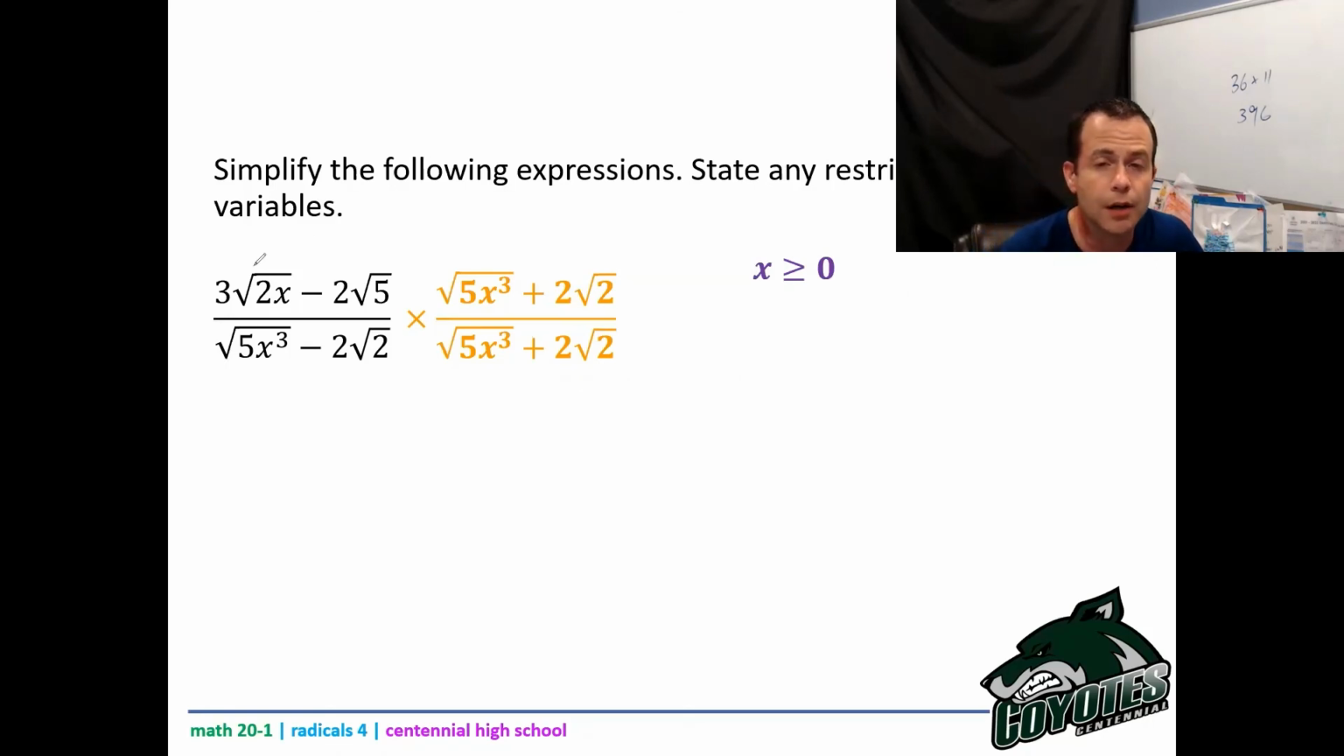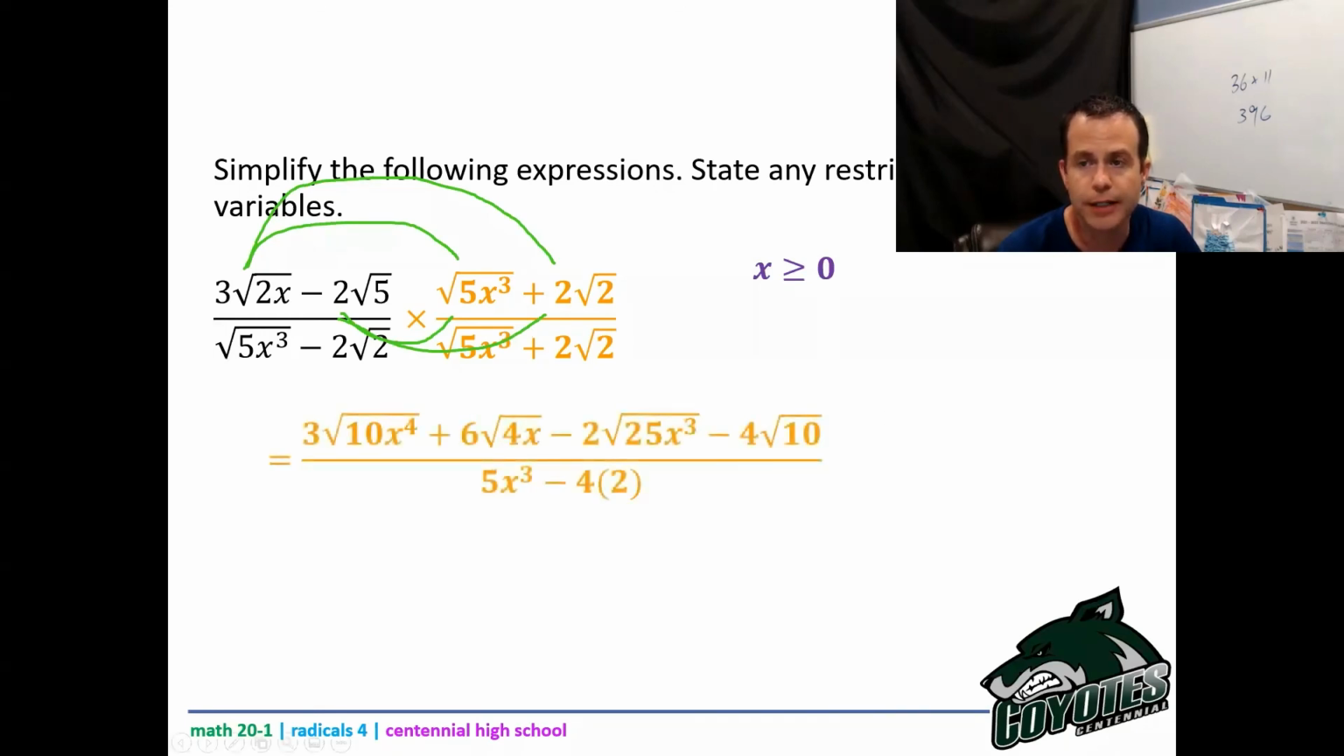Okay. On the top, I'm going to have these guys multiplied together, which is 3 root 10x to the 4. Then I'm going to have 6 root 4x. Then I'm going to have negative 2 root 25x cubed. And then I'm going to have negative 4 root 10. Okay, so that will look like this. And now I need to work on just cleaning it up a little bit.